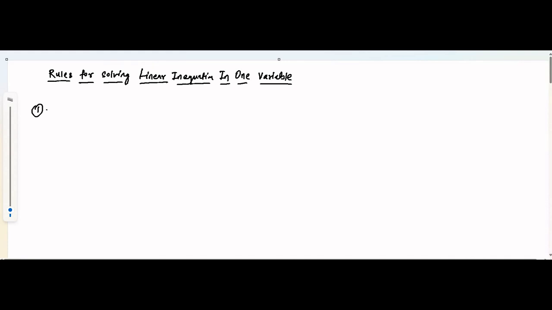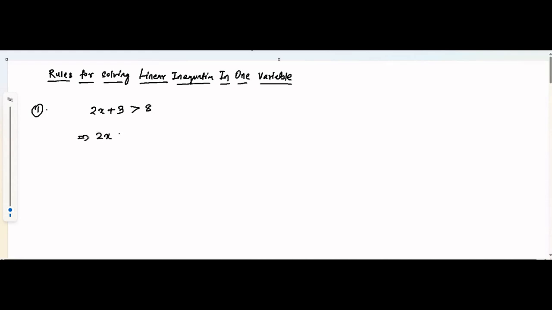let us say we have something like this, 2x plus 3 is greater than 8. Now here, if we shift this plus 3, which is on the left hand side of the inequation, greater than being the inequality sign, to the right side, then this plus 3 will become minus 3.